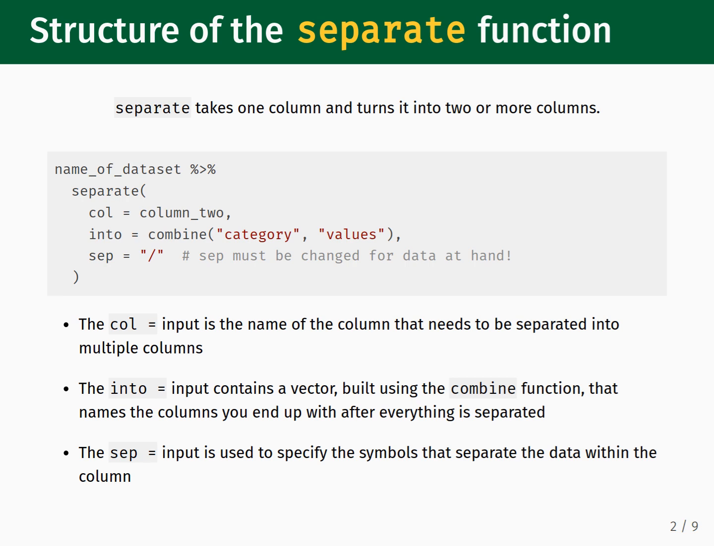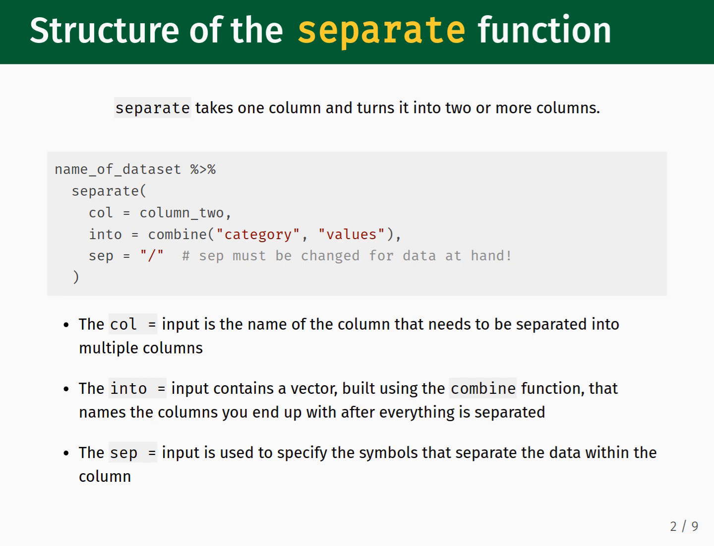We pipe the data set into the separate function, and first we specify the COL input, which is where we write the name of the column that needs to be separated into multiple columns. Next, we specify the into input, which takes a vector of text values. We can build a vector of text values using the combine function. The names in this vector are what the columns will be named after we have separated them.